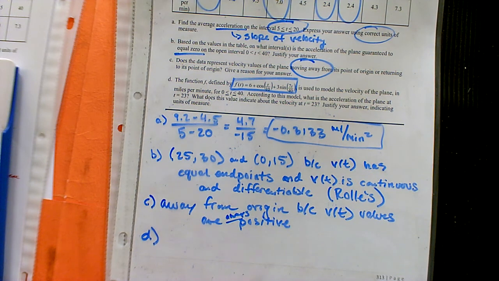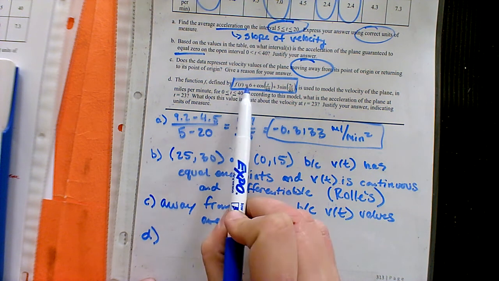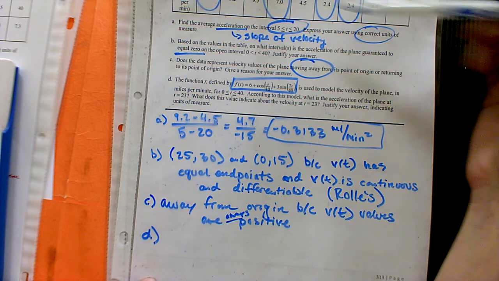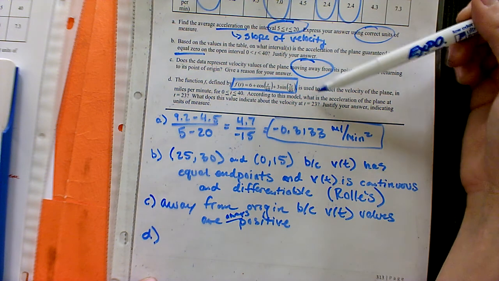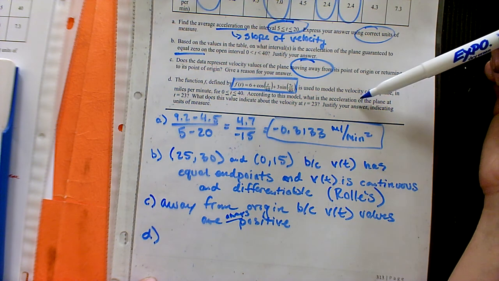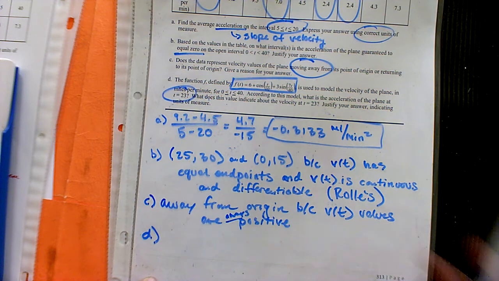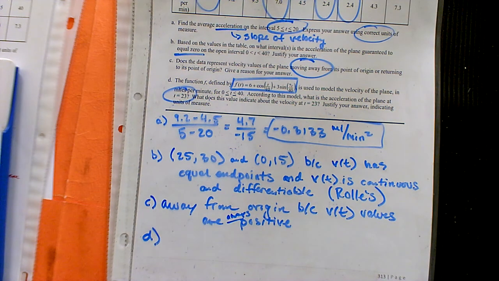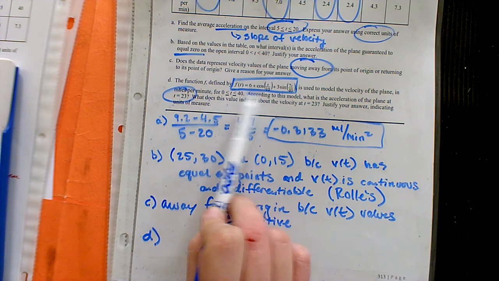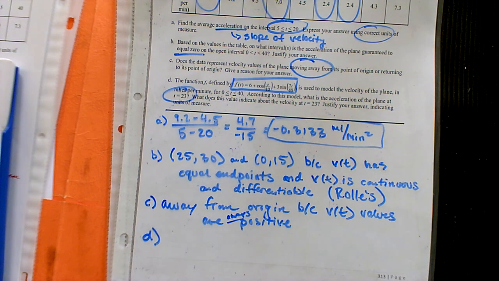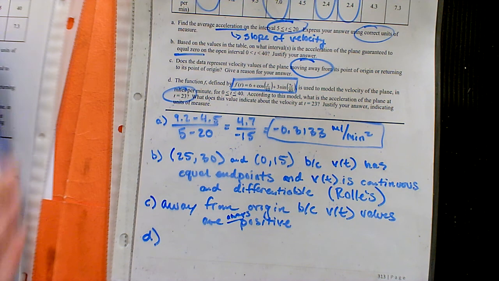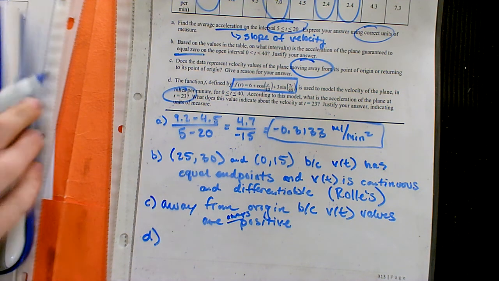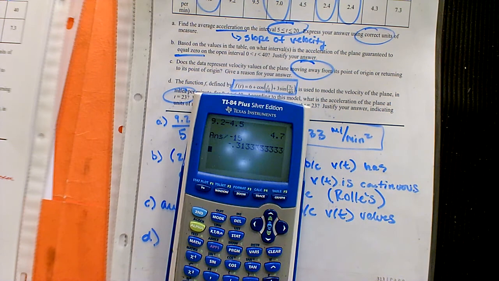All right, let's see if we can get this last one in. Function f is used to model the velocity of the plane. According to this model, what is the acceleration of the plane at time 23? Okay, how is acceleration related to velocity? Derivative. Okay, so we essentially have to figure out the derivative of this function, plug in 23. Do you want to do that by hand? No, because we are able to use a calculator, correct? It says calculator active. So let's go ahead and use that.